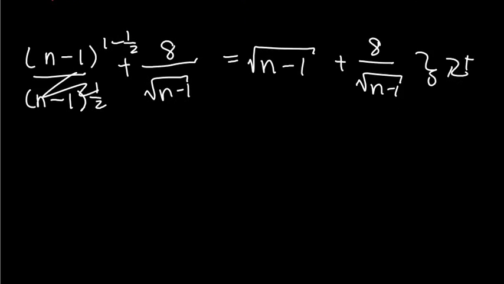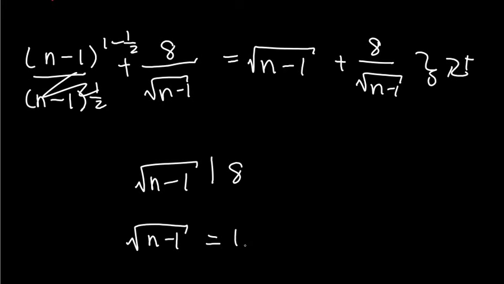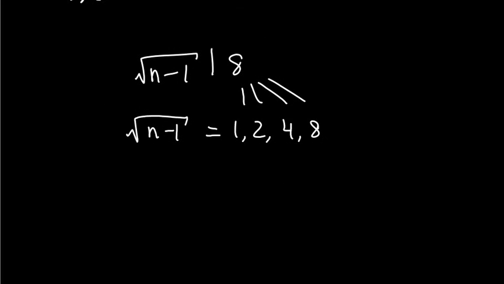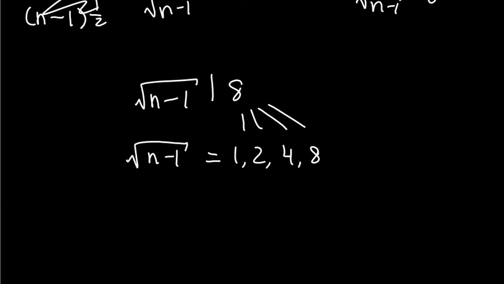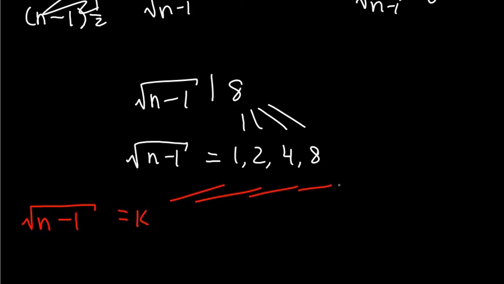So now we know that the square root of n minus 1 must divide 8. That means it can be equal to 1, 2, 4, or 8, because those are the factors of 8. Remember how we said let's let the square root of n minus 1 equal some value k? So k is equal to 1, 2, 4, or 8.